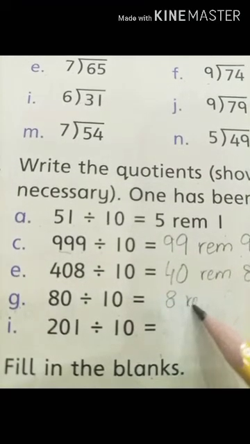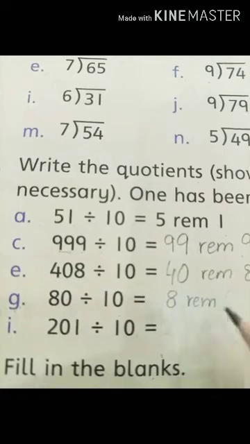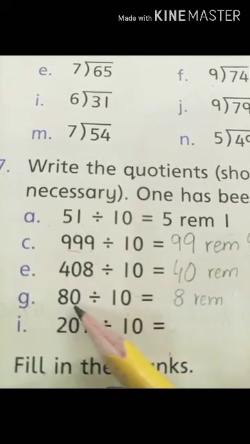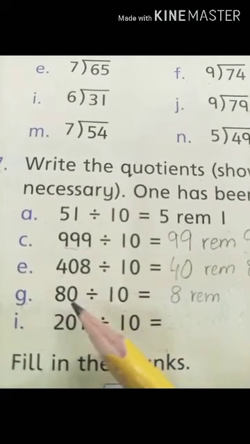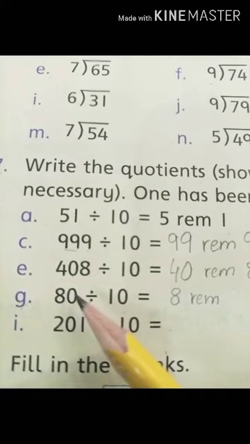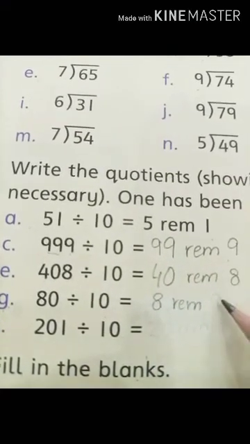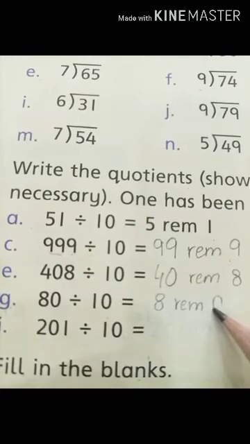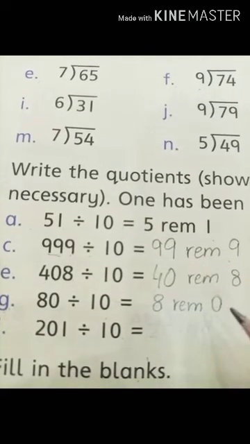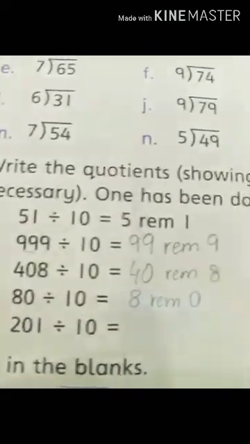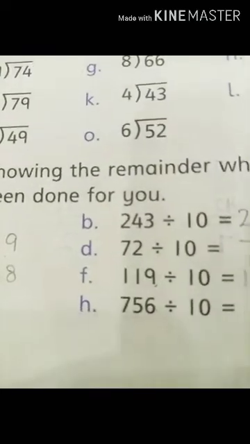Tell me the remainder, students. Look at the number. What is the remainder? The remainder is 0, because 0 is at the quite right corner. Here I am writing it, but if the remainder is 0, then no need to write the remainder. Okay. Now come towards the part H.